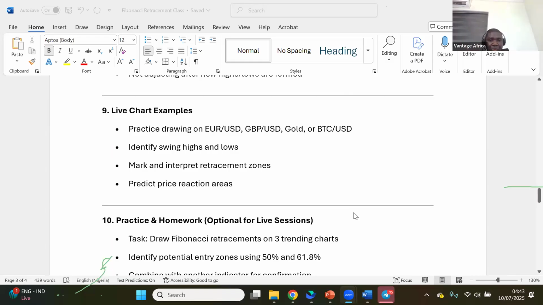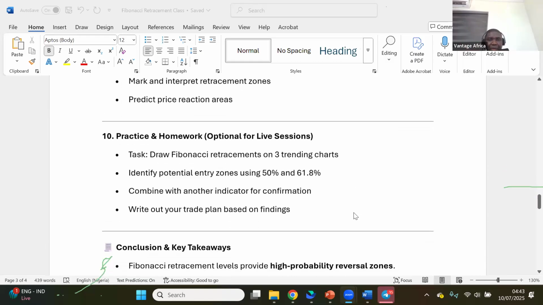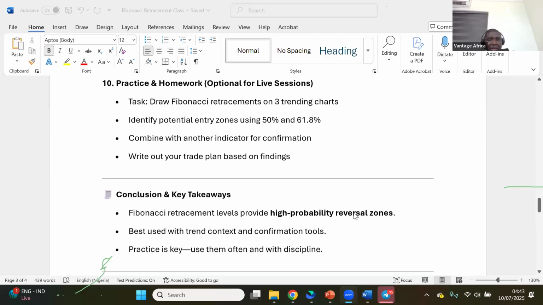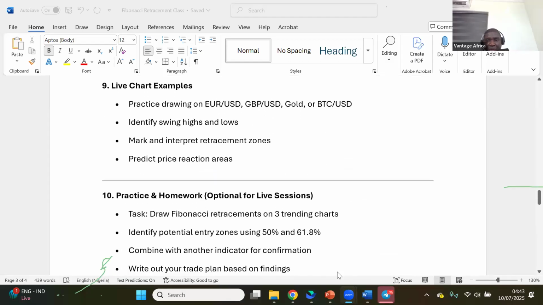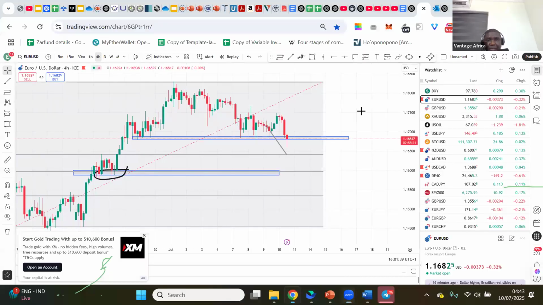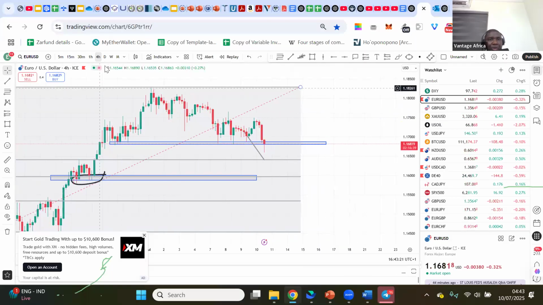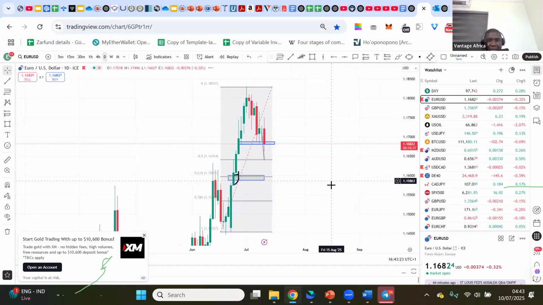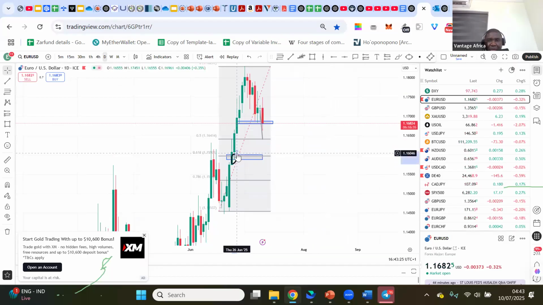So we're going to go into some practice. This is something that you are going to do. Let's get into some practice first before we come back. So here is a chart, for example. Let's look at this.